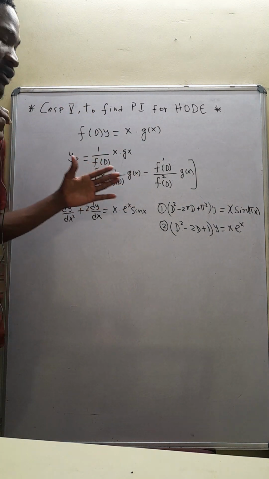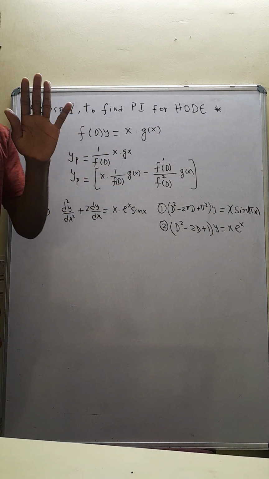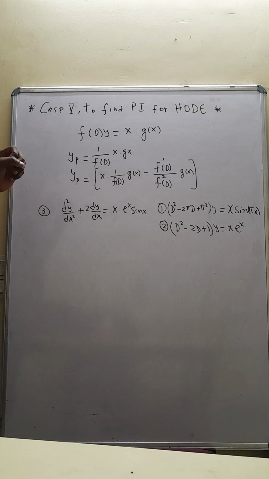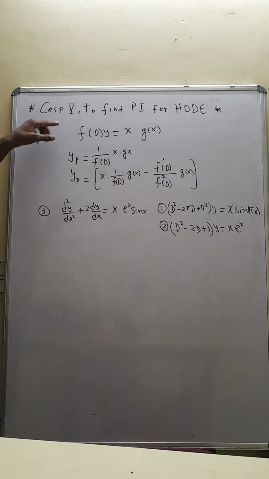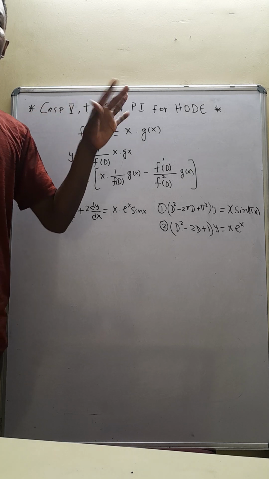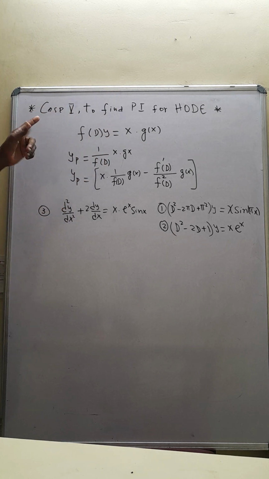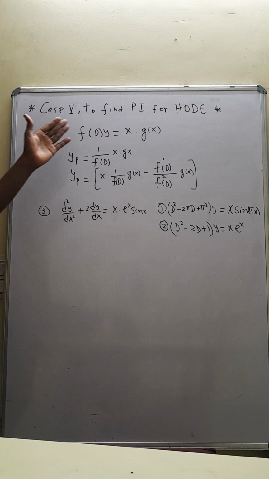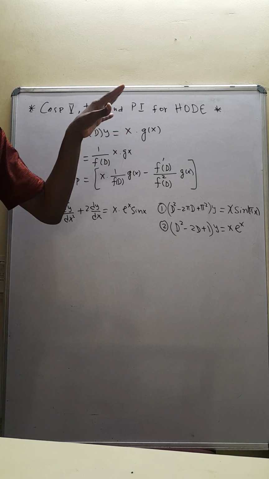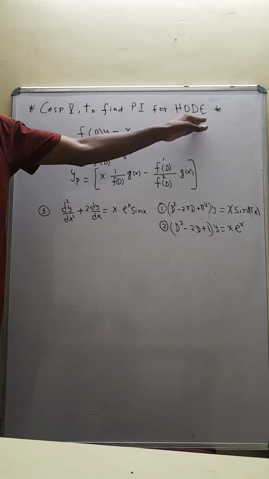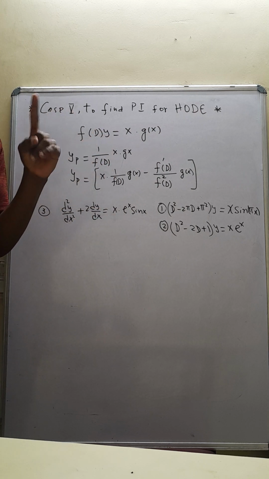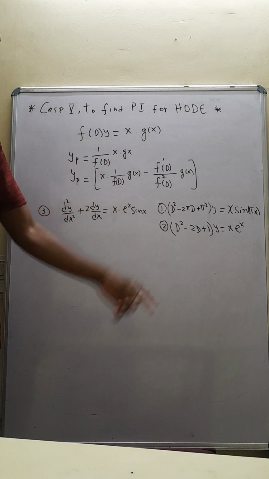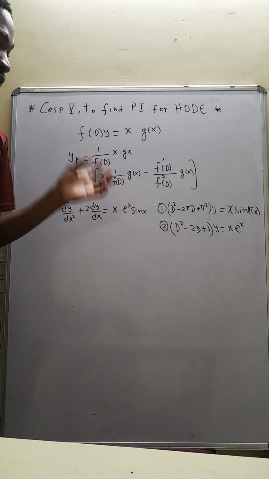We are going to study and solve some exercises related to case number five. This case number five is the last case for the shortcut method. This is a shortcut method to find PI for higher order differential equations. Today we are going to discuss case number five, and we are also going to solve some exercises related to this case.